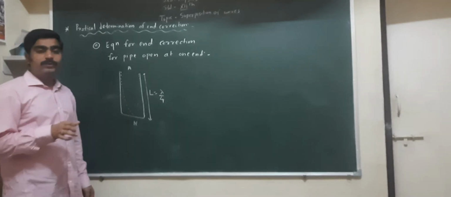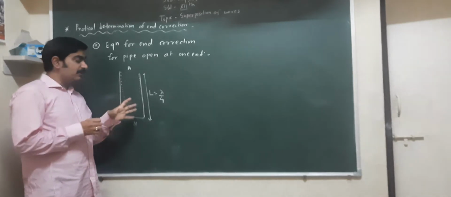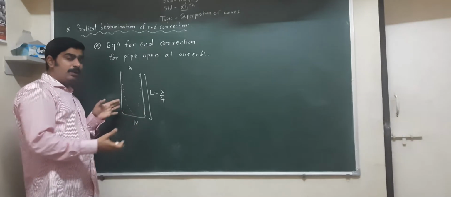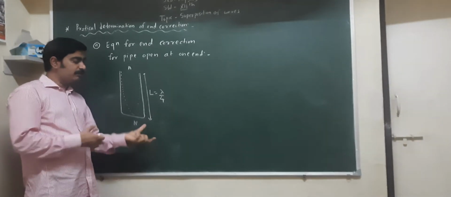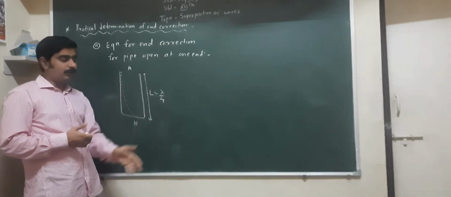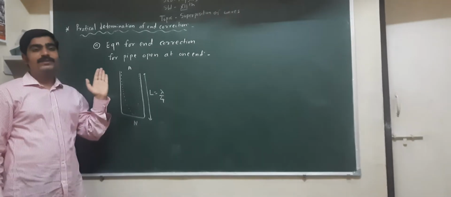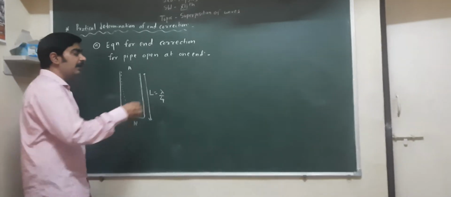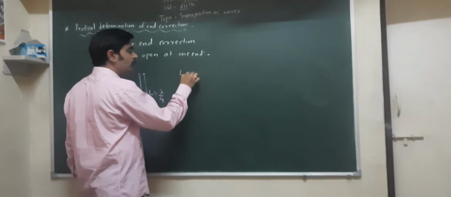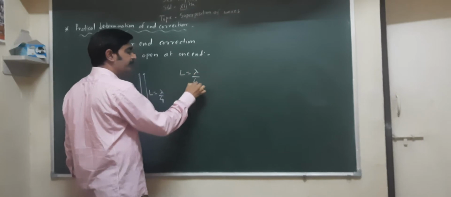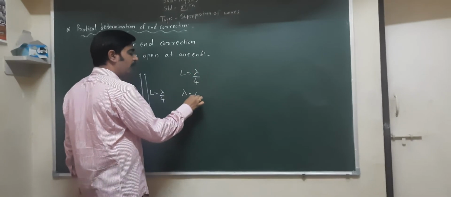Friends, in your textbook the equations are written directly. So here first I am going to explain how that equation comes based on the diagram, and then we will write the equation. So here you will get a clear idea regarding the equation. Now here length L is equal to lambda upon 4. Lambda is equal to 4L.